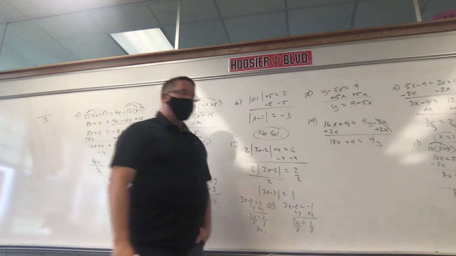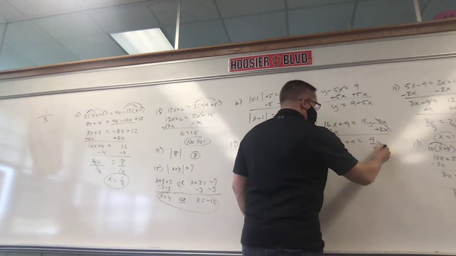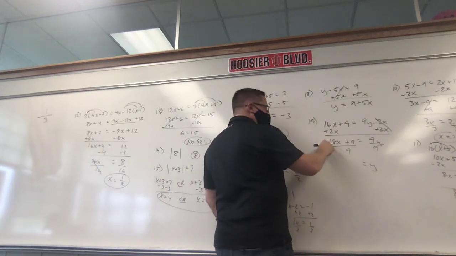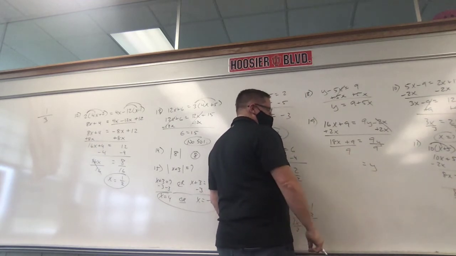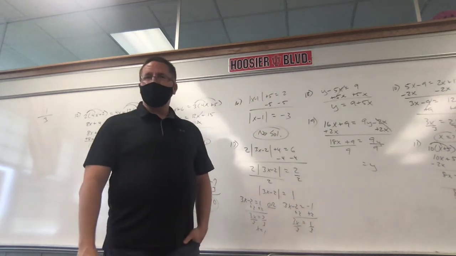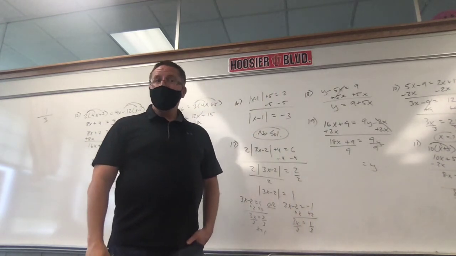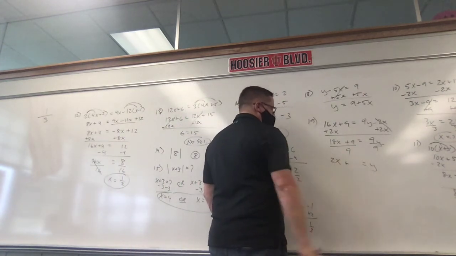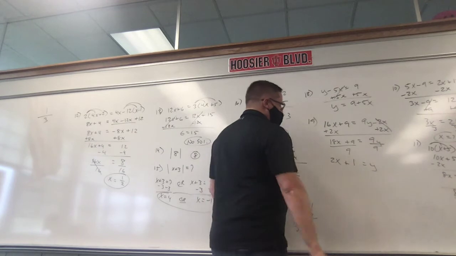Now we what? Divide by 9, divide by 9, and we can clean this up. What is 18x divided by 9? Yeah, but you can actually do that. What is 18 divided by 9? 2. 2 what? 2x. Plus, what's 9 divided by 9? 1. Oh, so yeah.